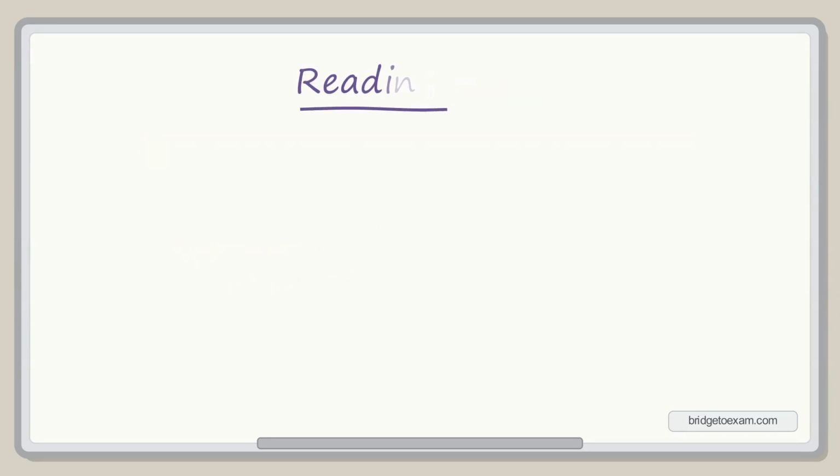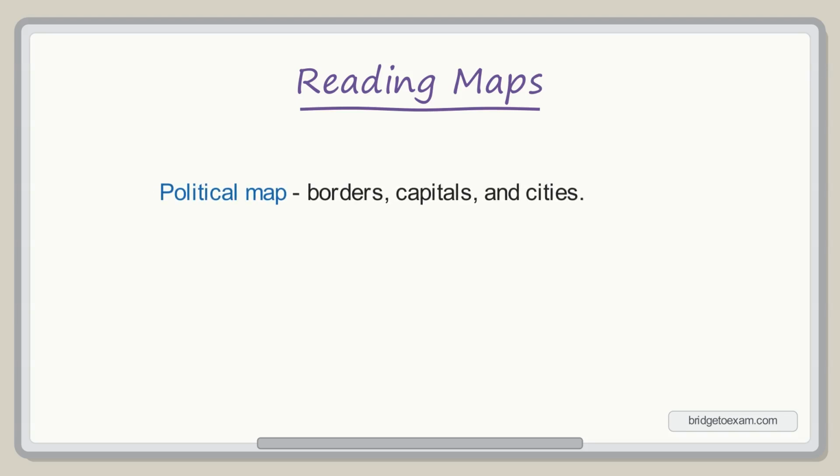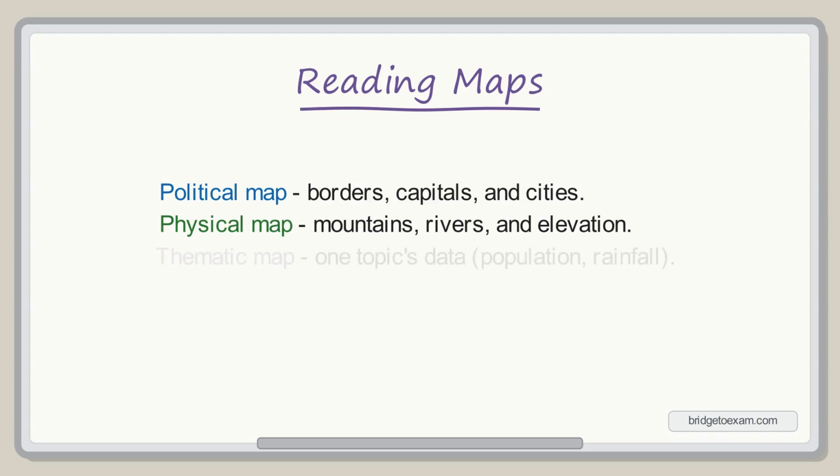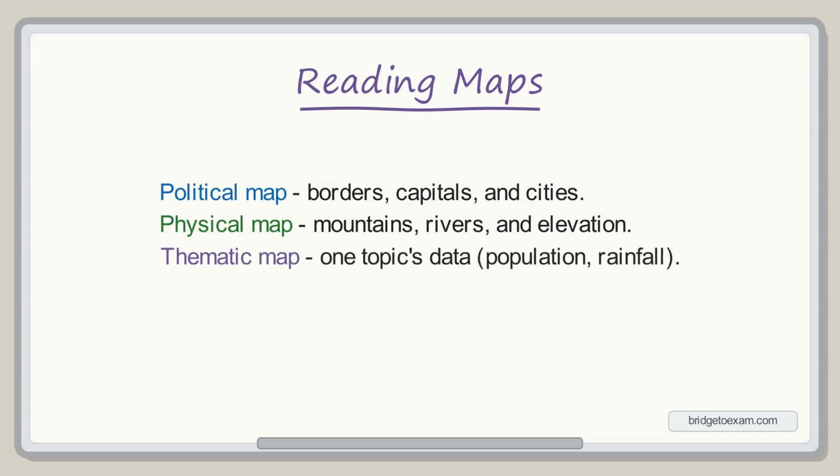The GED loves map questions, so know the main types. A political map shows borders, capitals, and cities. A physical map shows natural features, mountains, rivers, and elevation. A thematic map shows data about one topic, like population density or rainfall, usually with colors. On any map, check the title, the legend, the compass rose, and the scale.